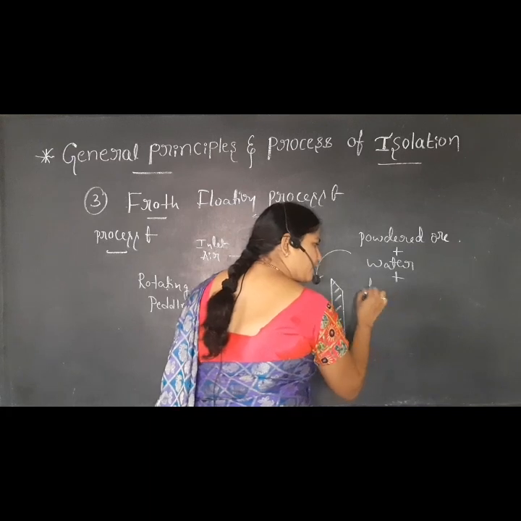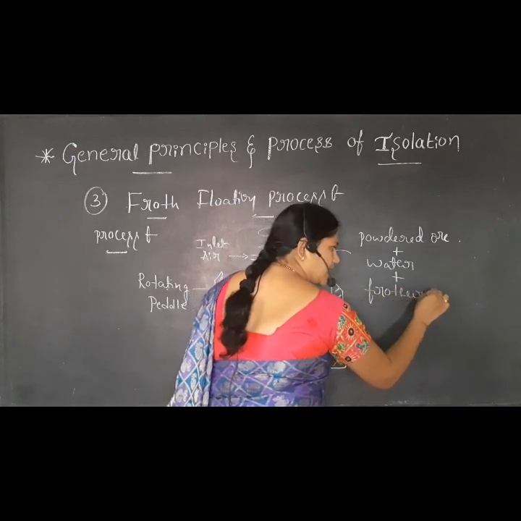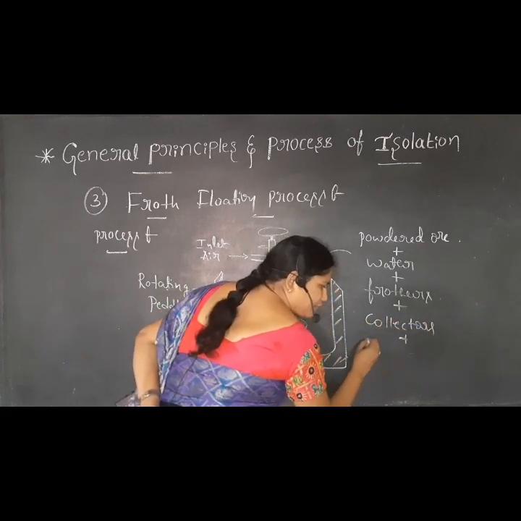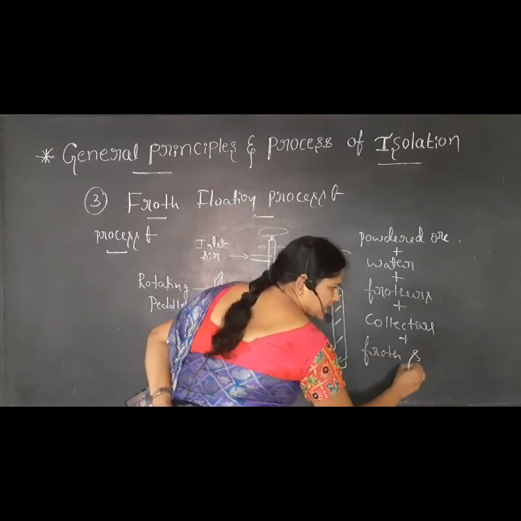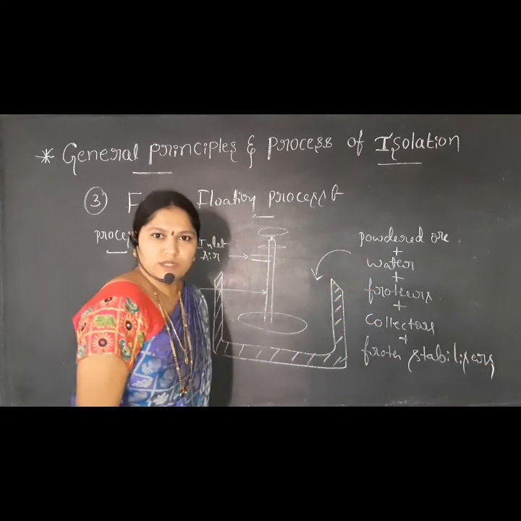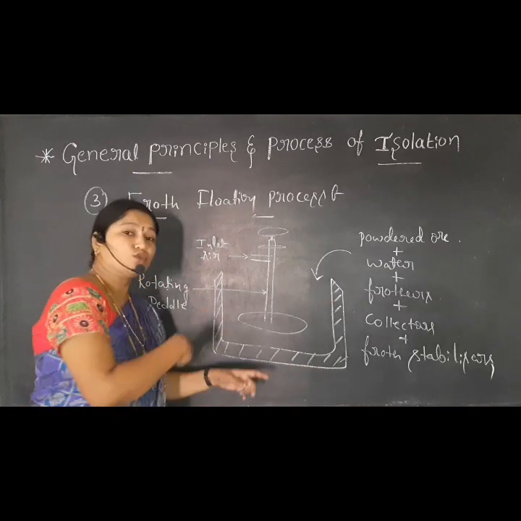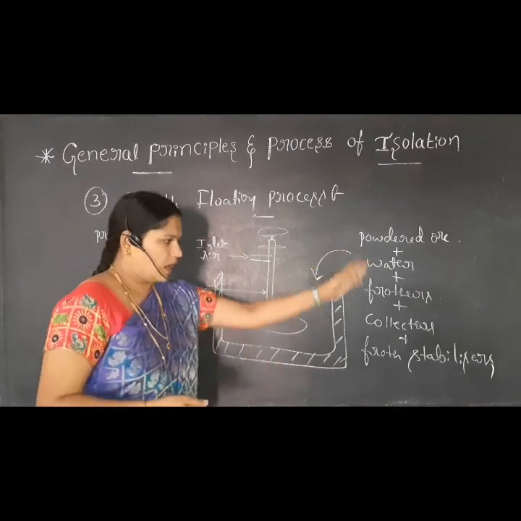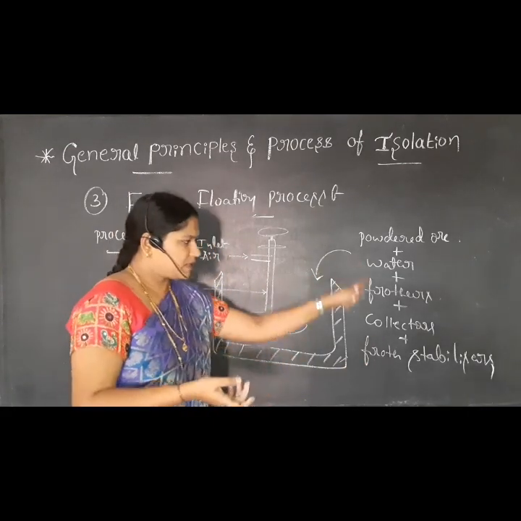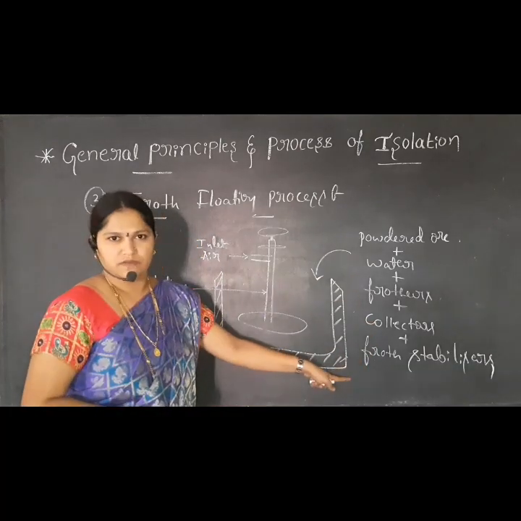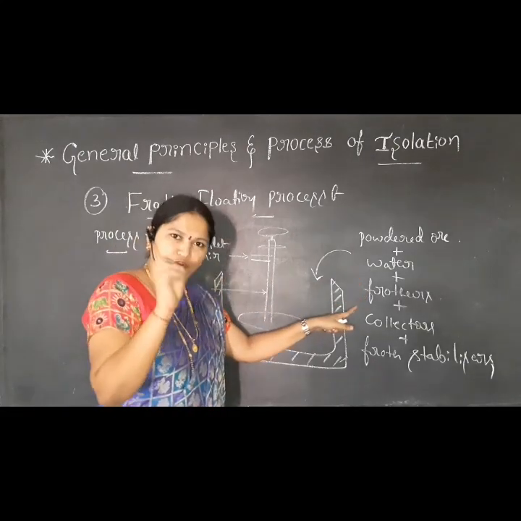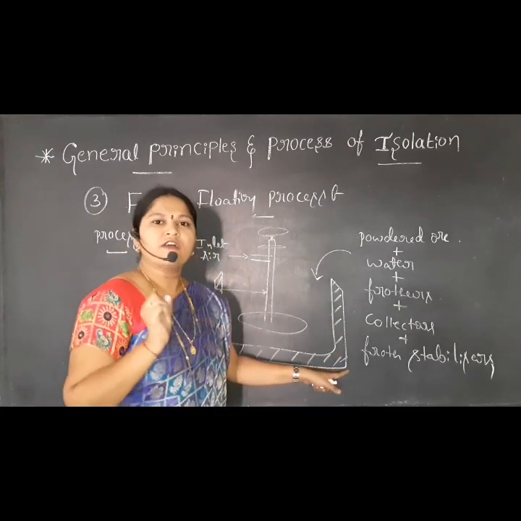and plus add frothers and plus add collectors and plus add froth stabilizers. Now at this point, to the tank, what do you have to add? First list it out. To the tank, first you have to pour. We have given a chart here showing which ingredients to add. So, to the tank, first add powdered ore, then water, then some frothers, then some collectors, then some froth stabilizers.